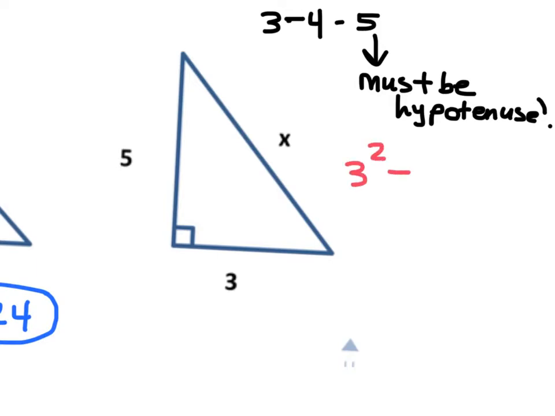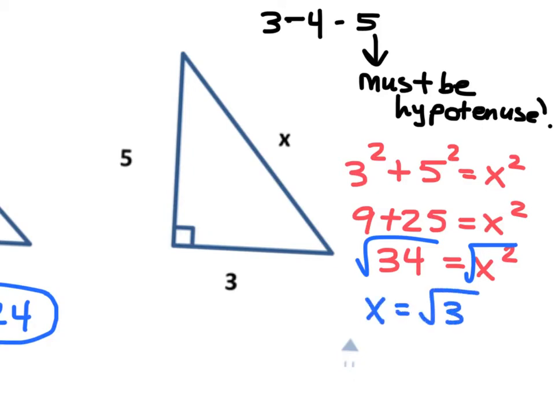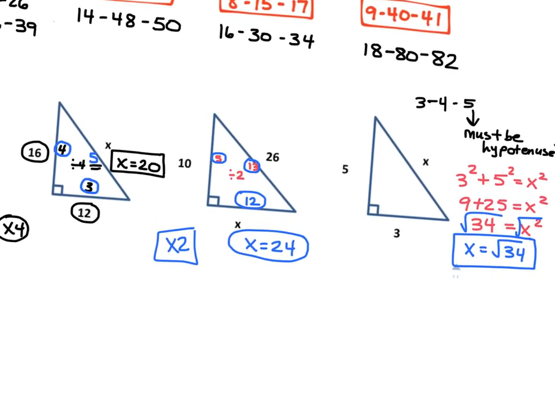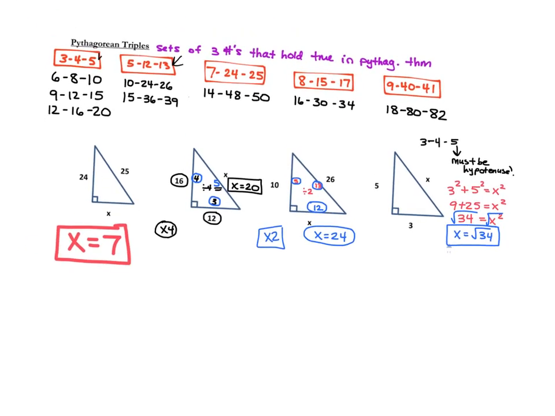Leg squared. So a squared, 3 squared, plus 5 squared equals x squared. 9 plus 25 equals x squared. 34 equals x squared. Square root that baby up. We get x equals the square root of 34. So guys, don't forget, the Pythagorean theorem is there for you. It can always work. And you could figure out all the answers to these problems just using the Pythagorean theorem.